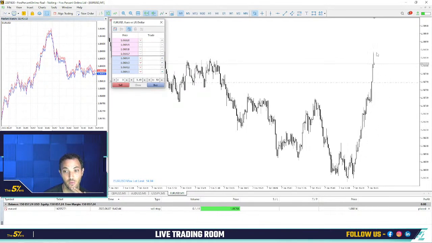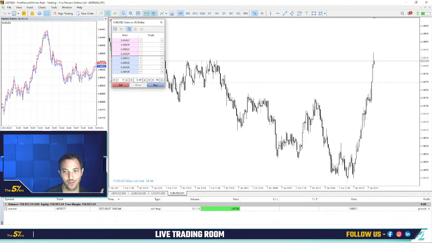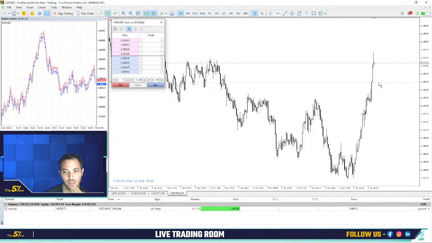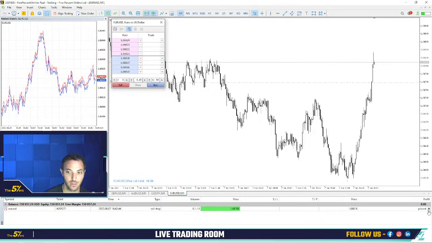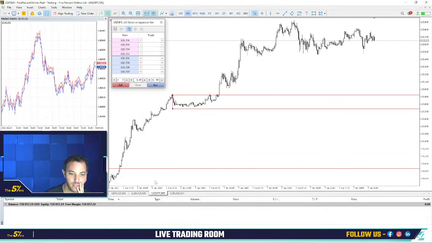This is still overextended. I don't want to get married with the short side, but I'm just waiting for a pullback so I can start building into the long side. What else do we have? Maybe I'm missing a better setup.